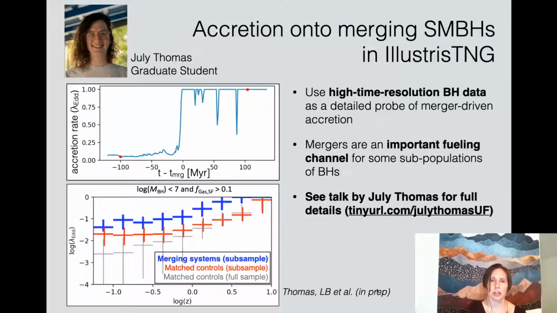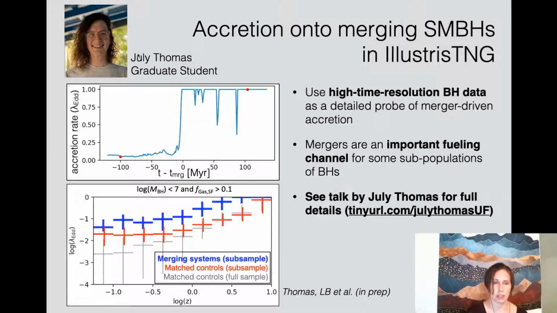My student, July Thomas, has studied a similar question, but from a different perspective. So she's utilized the availability of the very high time resolution ancillary black hole data from the TNG simulation to study merger-driven growth in much greater detail than we can from snapshot data alone.